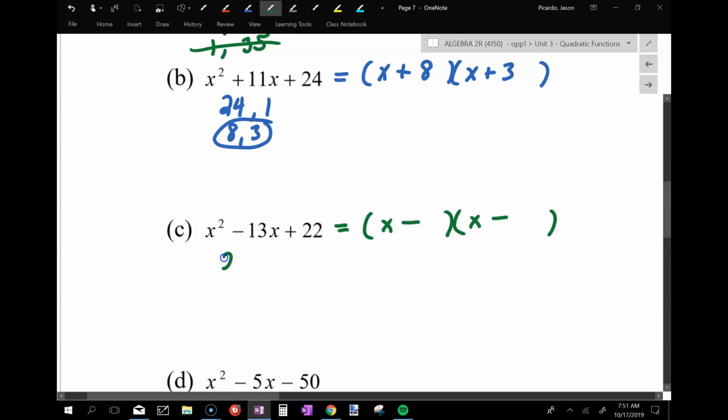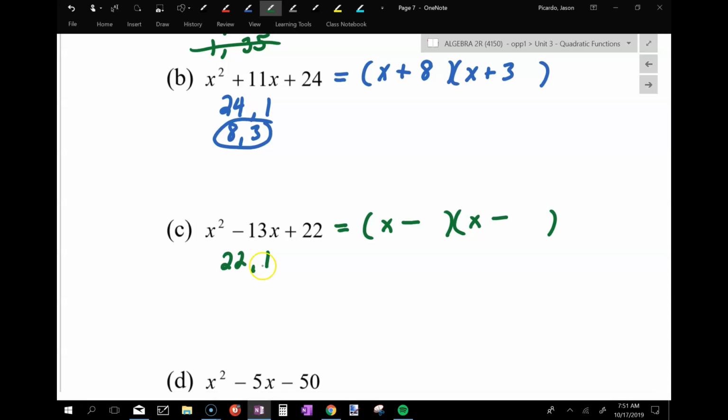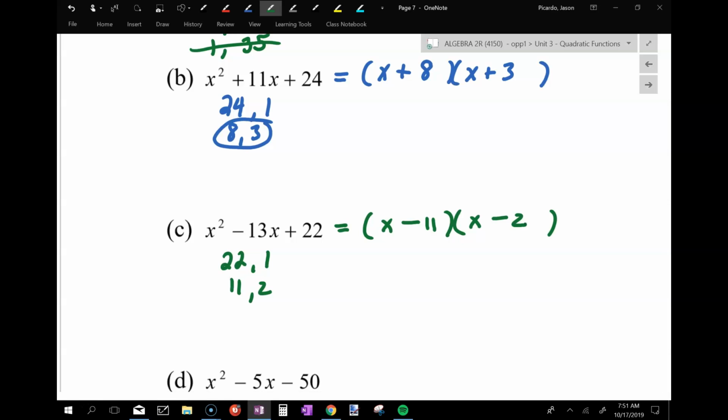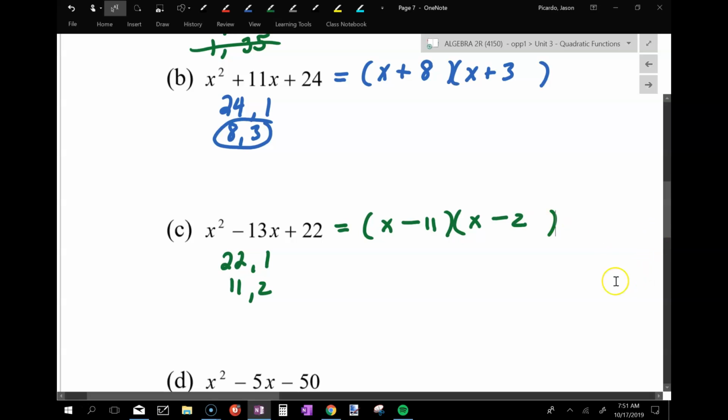The easiest one is 22 and 1. But what do those multiply to be? Well, they multiply to be the 22 that I want. But there's no way that I'm going to combine these to get 13. Right? Agreed? Give me another way to get 22. 11 and 2. Do 11 and 2 give me 13 somehow? Yeah, there you go. 11 and 2. Both negative, right? Both negative.